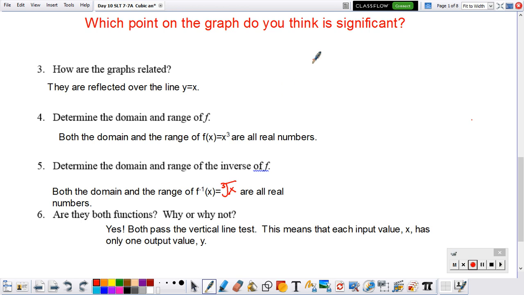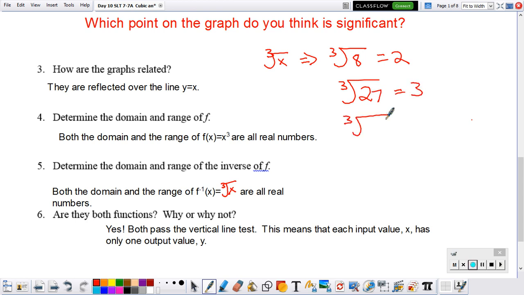Now, I want to point out the cube root of x. If I want to use that, like the cube root of 8, what number multiplied 3 times gives you 8? What number multiplied 3 times would give you 27? What number multiplied 3 times would give you 64? Cube rooting is the inverse of cubing, just like square rooting is the inverse of squaring.